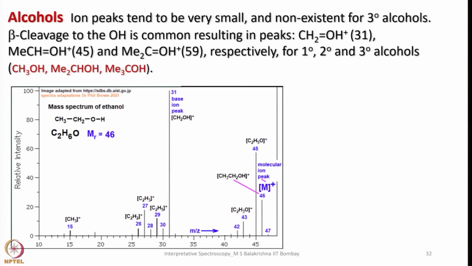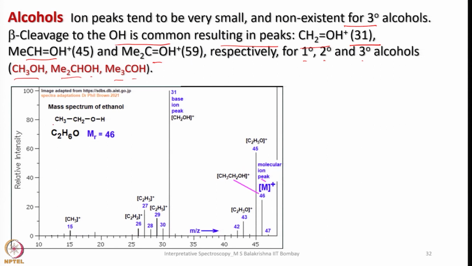So now let us look into alcohols. Molecular ion peaks tend to be very small in the case of alcohols and non-existent for tertiary alcohols. Beta cleavage to the OH is common, resulting in peaks such as CH2OH+ at 31, MeCHOH or Me2COH species, respectively for primary, secondary and tertiary alcohols: CH3OH, Me2CHOH and Me3COH.